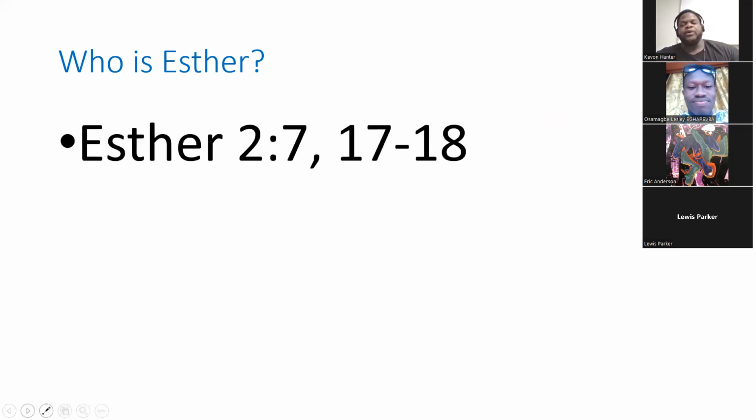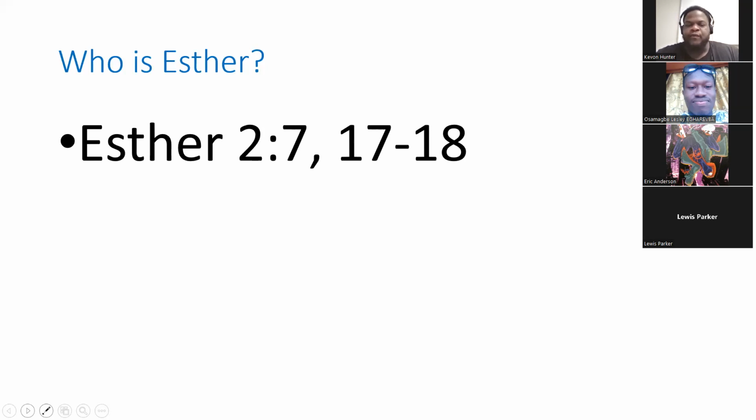Let's go to the book of Esther. Let's go to Esther chapter 2, verse 7. We're going to read verse 7, then we'll skip down to 17 and 18. Esther chapter 2, verse 7, and it reads, Mordecai had a cousin named Hadassah, whom he brought up because she had neither father nor mother. This young woman, who was also known as Esther, had a lovely figure and was beautiful. Mordecai had taken her as his own daughter when her father and mother died.